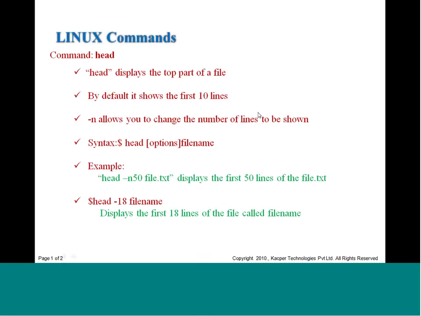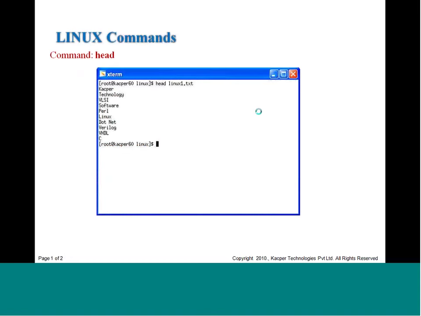Okay, so we'll see an example of head here. The Linux.txt essentially displays the first 10 lines of that. 7, 8, 9, 10. So you can do this many different ways essentially.